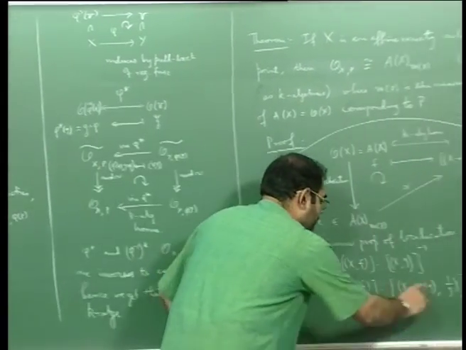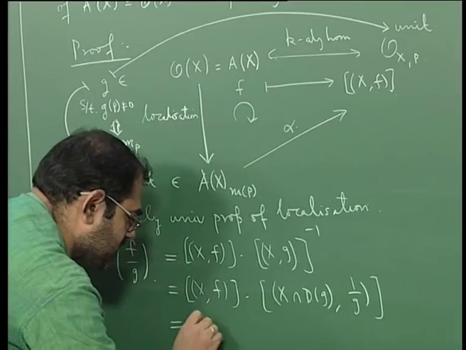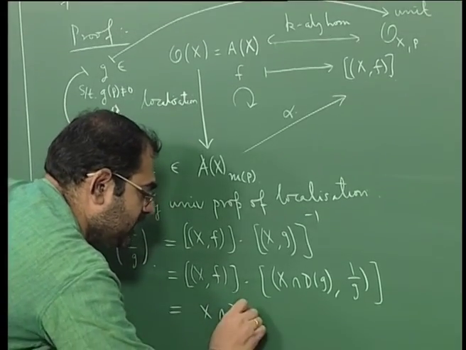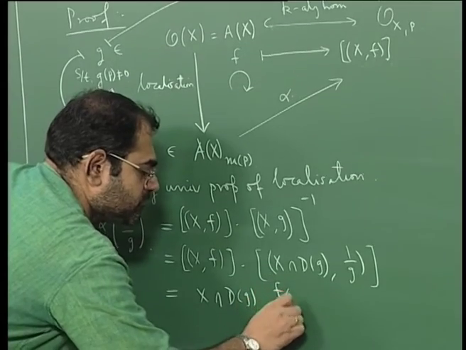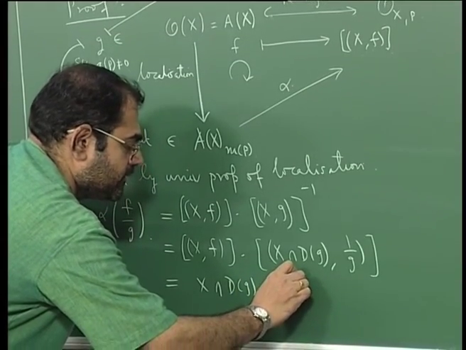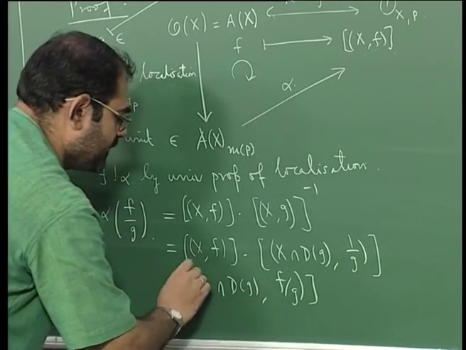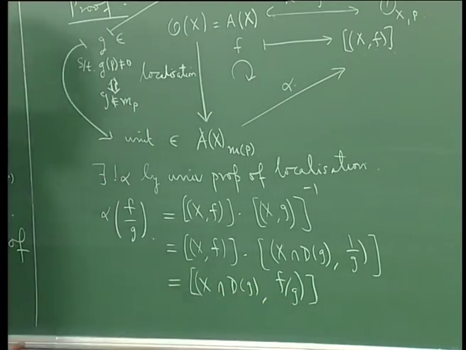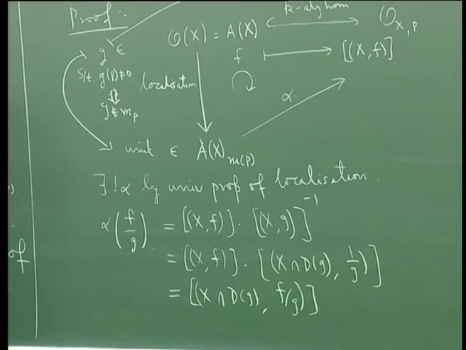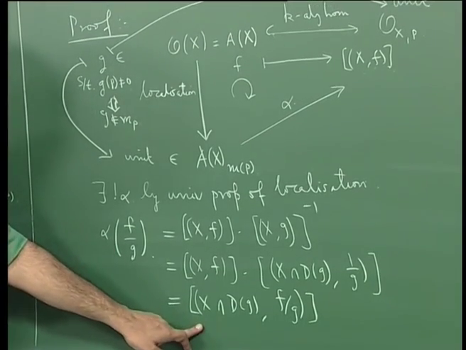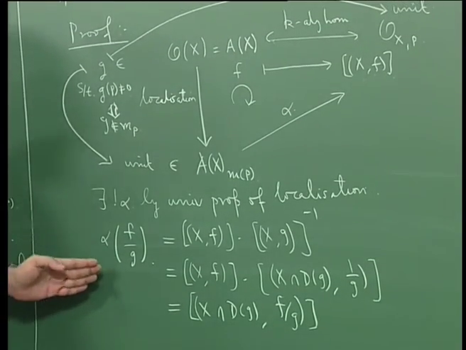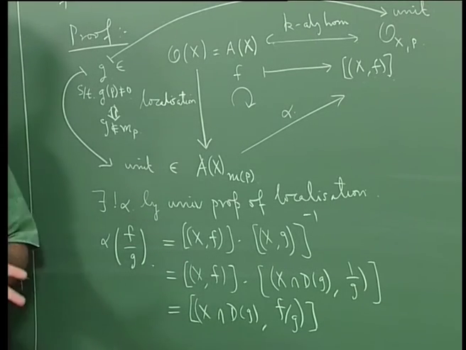So in fact, if you take the product, you have to take the product on the intersection, so it will be just X intersection Dg, f by g. This is the map, because f by g is certainly a regular function on X intersection Dg, and it is a germ of this function. So this is the map. Okay, now you can see very easily that this map is both injective and surjective.